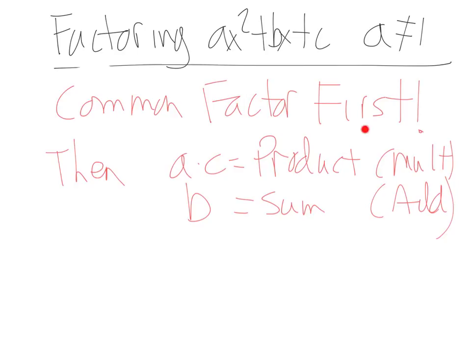So remember, the big idea here with any type of factoring is you always common factor first. And once you've common factored, you know that you have to come up with two numbers that have this property: the product of those two numbers is a times c, multiplying them, and the sum of those two numbers is b, and that's related to the a, the b, and the c up here. Okay, let's do some examples.